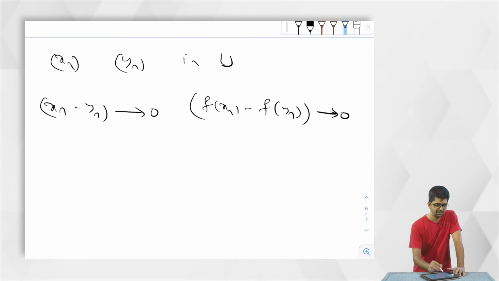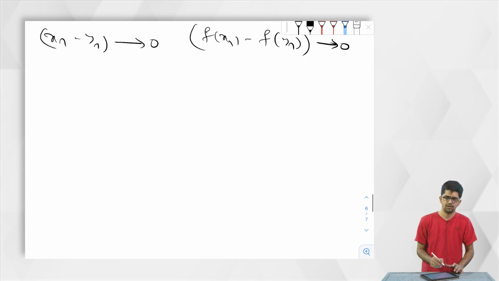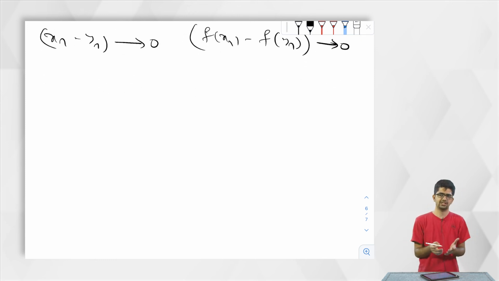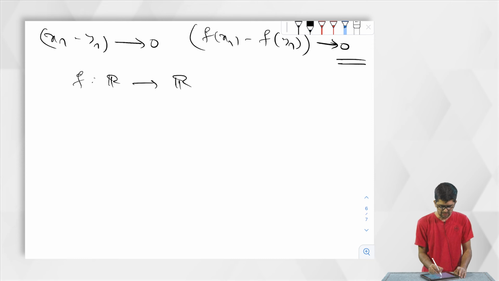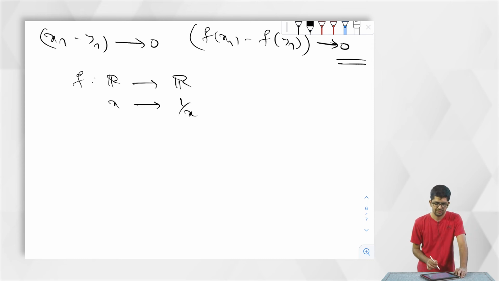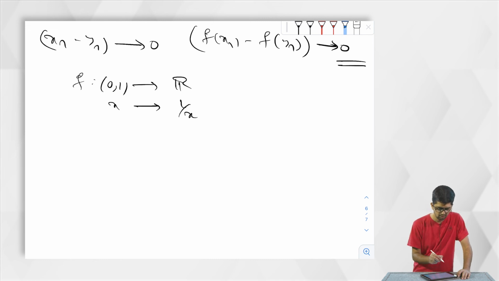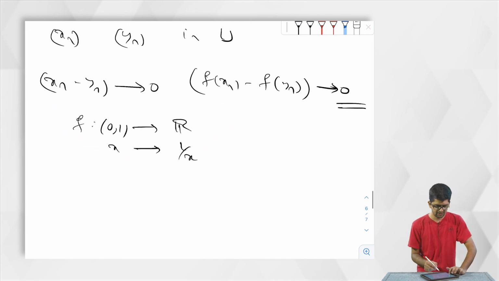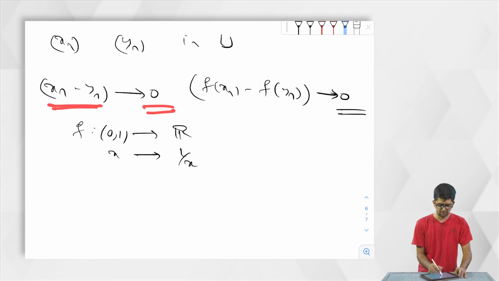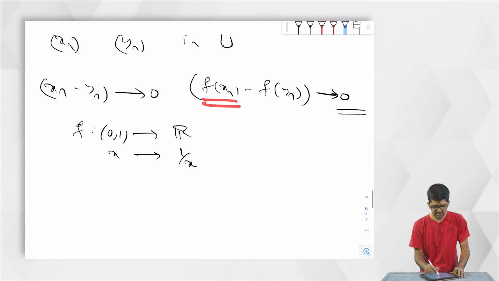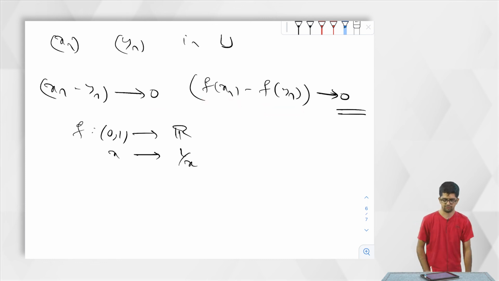Now let us do some examples. Let us take some function and say whether it is uniformly continuous or not. Let us take the function f from (0,1) to R, x goes to 1 by x. Now we are looking for uniform continuity of this function. So we take two sequences in U whose difference goes to 0, and we check whether the difference of the corresponding image sequences goes to 0.